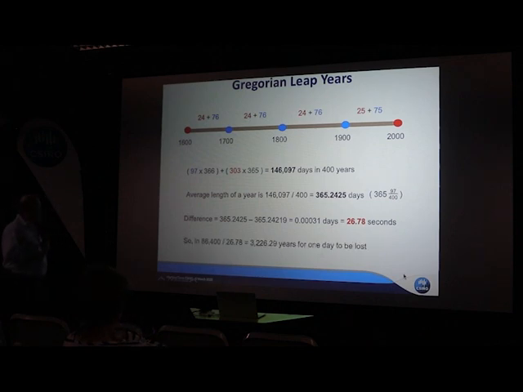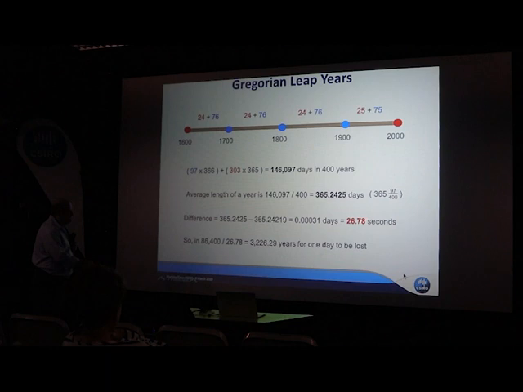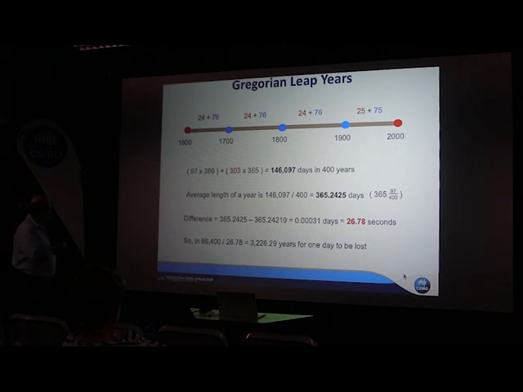Now, there's 86,400 seconds in a day. So, if you divide that by the difference here, it means that in every 3,226.29 years, you'll lose 1 day. You'll be out by 1 day, which is pretty good. And for all intents and purposes, we're never going to see that.